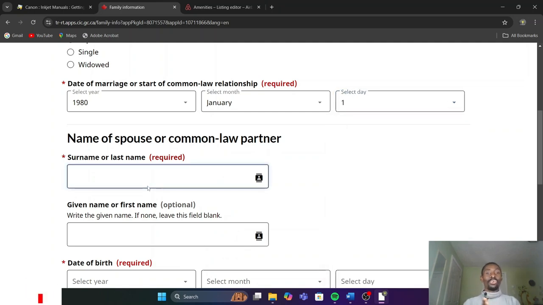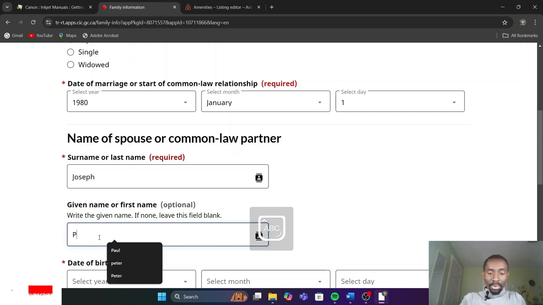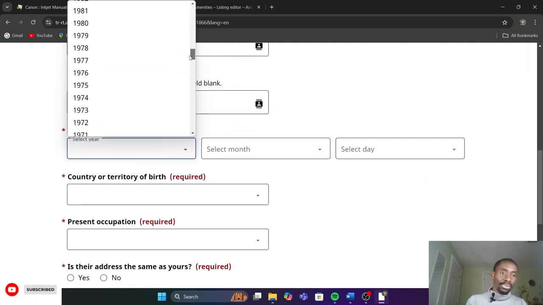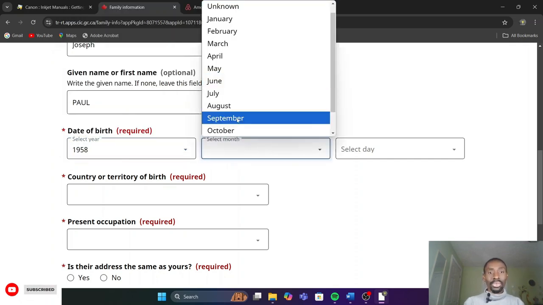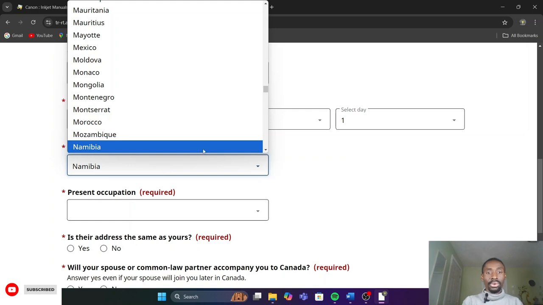So what's the name of her spouse? She got married to Daddy Joseph. So Paul. Okay, the first name of her father is Paul. So our mother is 1960, so our father Daddy Joseph should be 1958, 2 years older than Mom Joseph. So October 1st. Country of birth, of course, it's Nigeria.